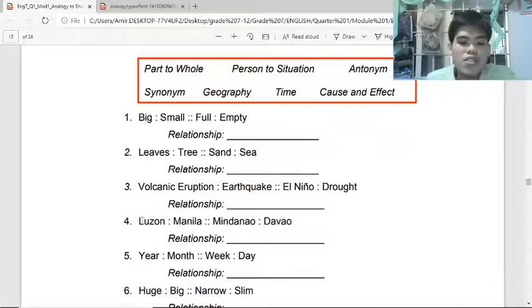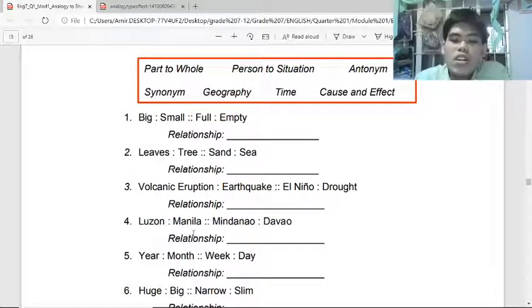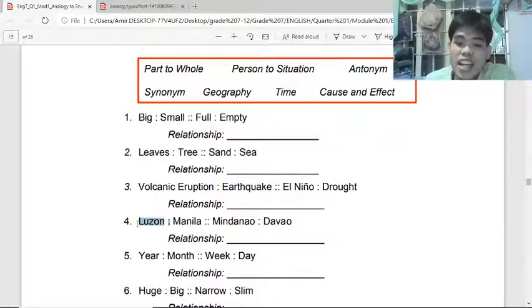Okay. Next, Luzon is to Manila. Mindanao is to Davao. So what should be their relationship? Based on the names themselves, this is an island, one of the islands of the Philippines, and this is a city in Luzon. Similar with Mindanao to Davao. So they're about places. So it's about geography.